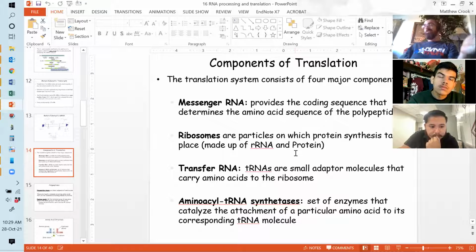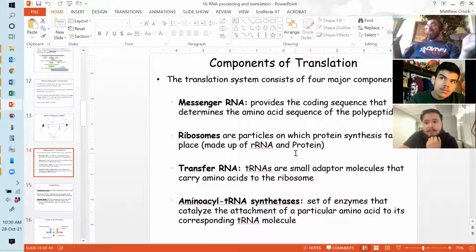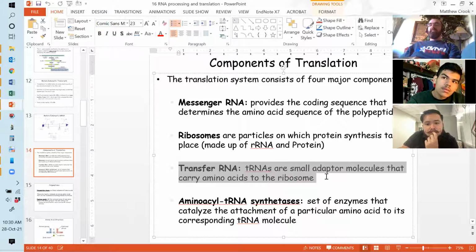You know, when I said that transcription is pretty dull, it's just making a transcript. Translation is not. Translation is way more complicated, right? Because you're going from one thing to another, right? And so essentially the intermediary here, the Rosetta Stone, or the translator, is the transfer RNA, these things.